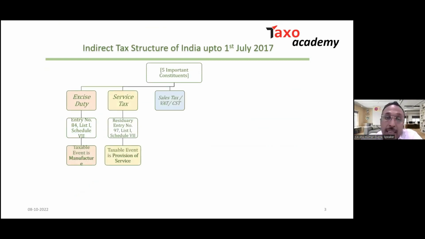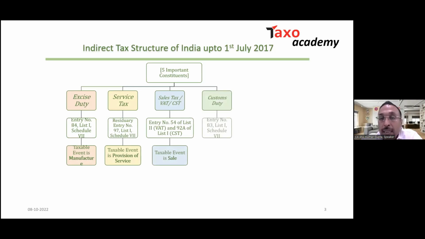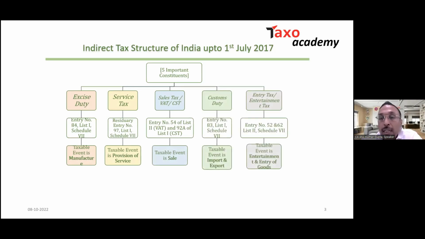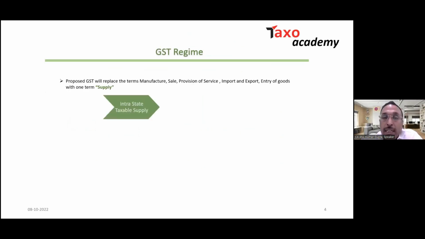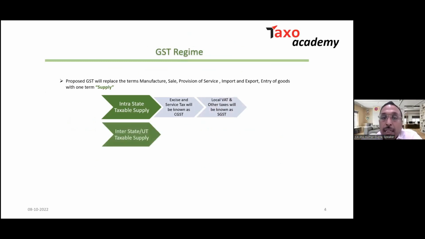Then, my dear friends, I shared with you that earlier the indirect tax structure was different. There were many taxes and there were many impacts of those taxes as well, that there were cascading effects of many types. And then it comes to the GST, wherein the activity can be classified as intrastate, interstate, and export and import, and accordingly the tax will be applicable.